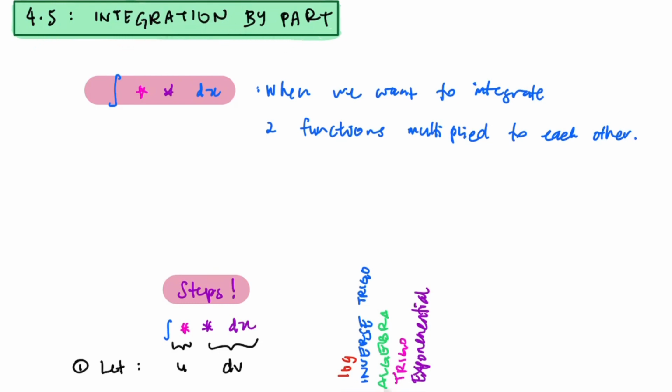Now we've come to topic 4.5, integration by parts, which is IBP. So when should we use IBP? This is when we want to integrate two functions that are multiplied to each other. Okay, so these are the steps that you need to follow.